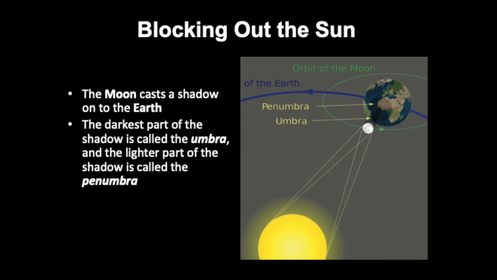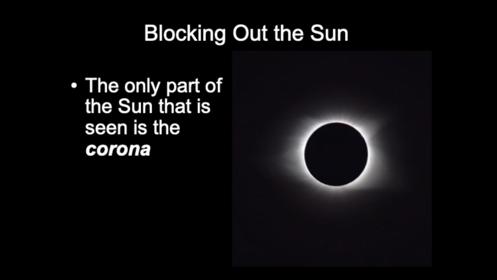As a result, the moon casts a shadow onto the earth, and the darkest part of the shadow is called the umbra, while the lighter part of the shadow is called the penumbra. During a total solar eclipse, the only part of the sun that you can see is the corona, which, if you think about it, is absolutely amazing. The moon is the perfect size to just cover the sun, seeing that the sun is so much larger than the moon, but the moon is in just the right location in order to do what it does during a solar eclipse.